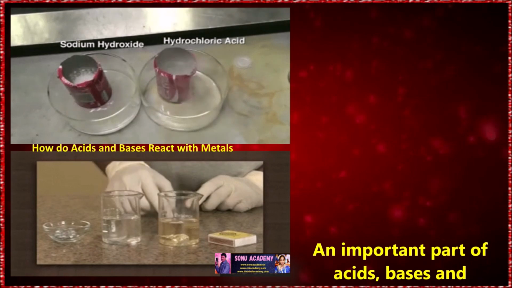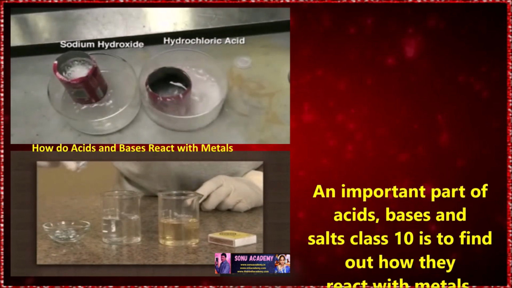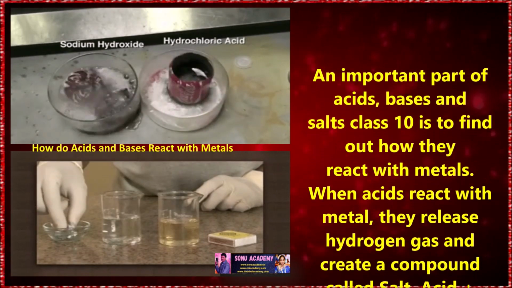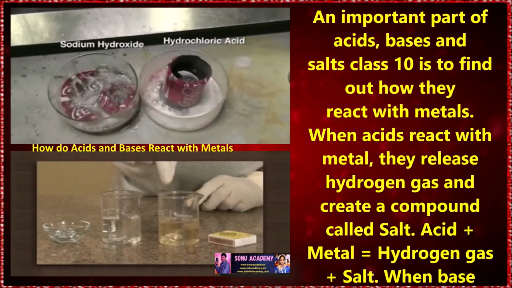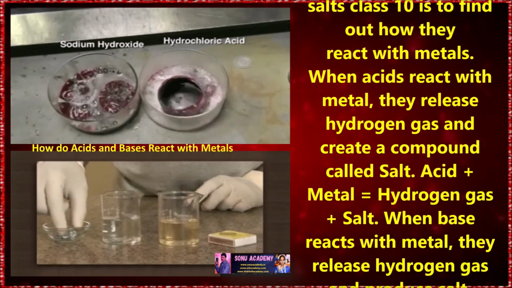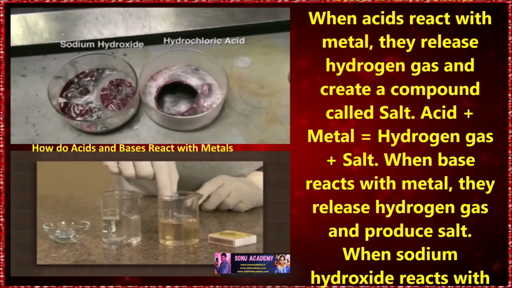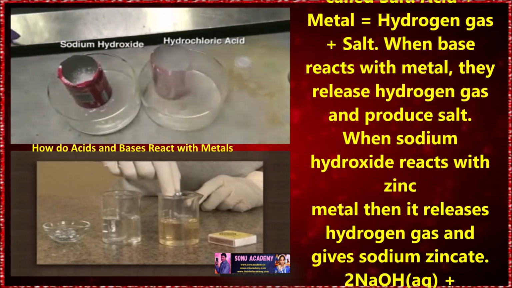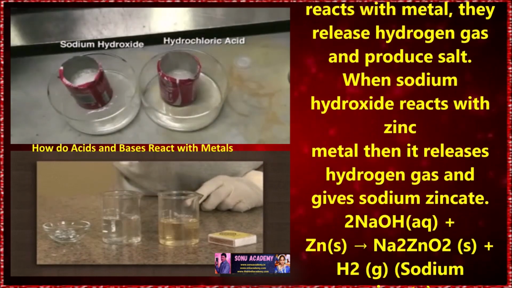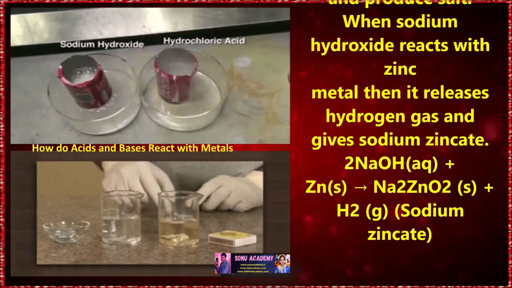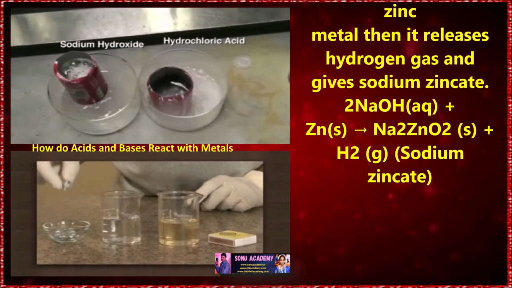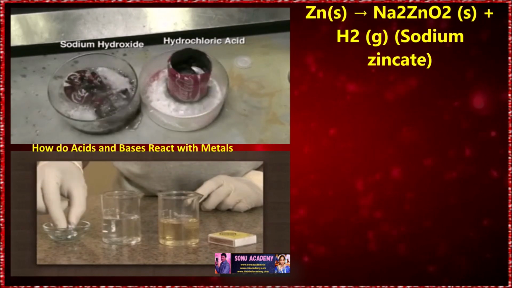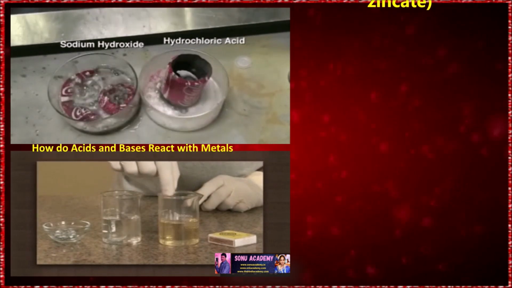Children, now let us discuss how acids and bases react with metals. An important part of the acids, bases and salts chapter in class is to find how they react with metals. When acids react with metals, they release hydrogen gas and create a compound called salt. Acid plus metal gives hydrogen gas plus salt. When a base reacts with metal, it releases hydrogen gas and produces salt. When sodium hydroxide reacts with zinc metal, it releases hydrogen gas and gives sodium zincate.